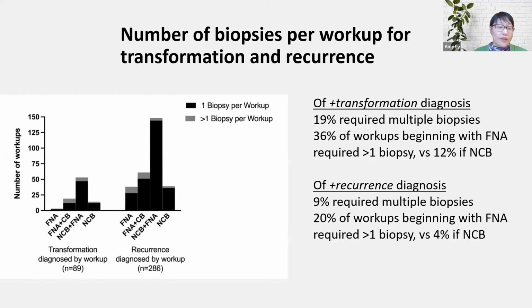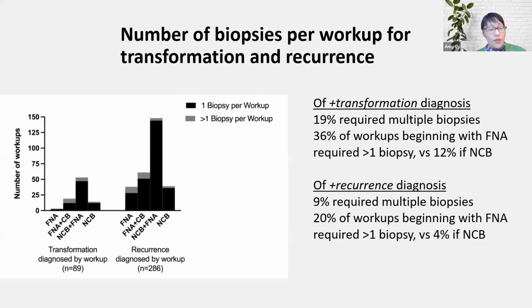So the overall rate of repeat biopsy was quite low in the rule-out transformation and rule-out recurrence cases. And when we look at the cases where transformation was positively diagnosed at the end of a workup, 19% required multiple biopsies. And additional biopsies were more likely to be needed if your workup began with an FNA, with a 36% frequency. If your workup began with a needle core biopsy, only 12% required additional biopsy.